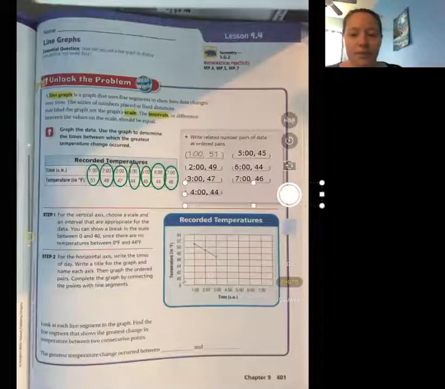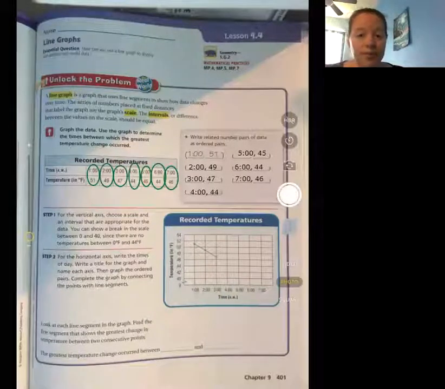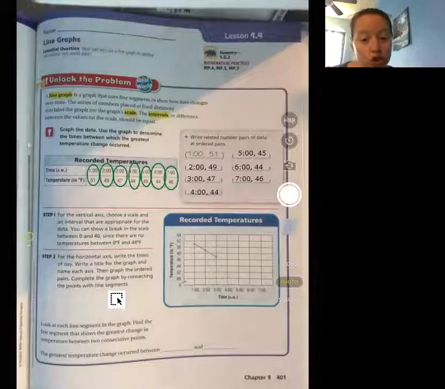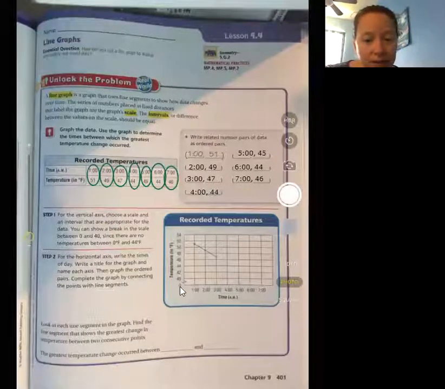Okay, there we go. All right. So step 1, for the vertical axis, choose a scale and an interval appropriate for the data. You can show a break in the scale between the 0 and the 40. That's because nothing goes below 40.